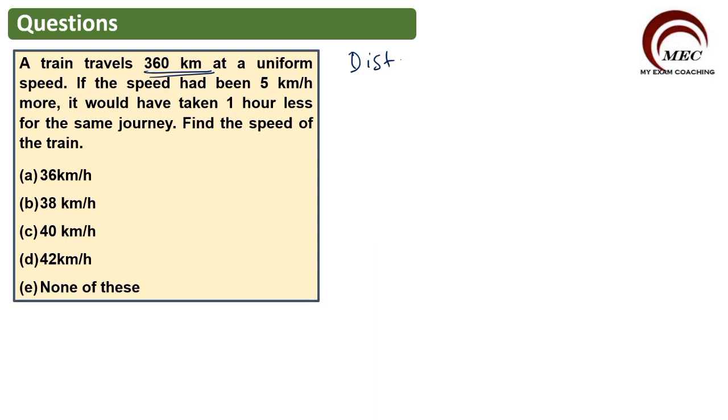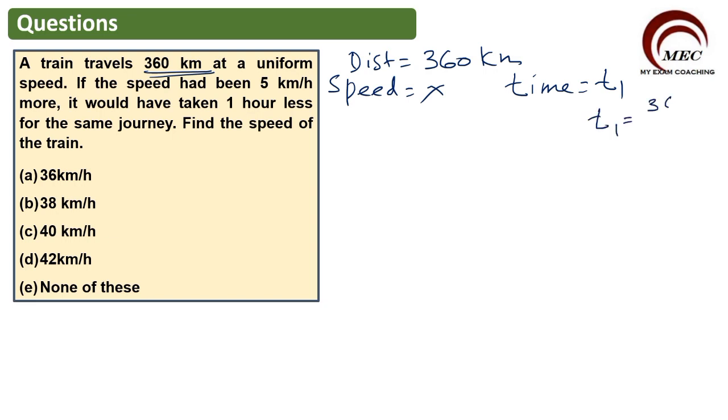Distance is equal to 360 kilometers with a uniform speed. We don't know the speed, so let us take the uniform speed as x. And what is the second condition? We don't know the time also. Let us take time in the first case as t1. So we have a formula between speed, distance and time, which we explained in our previous videos. Speed is equal to distance by time, or we can say time T1 is equal to distance 360 kilometers divided by speed. First equation.